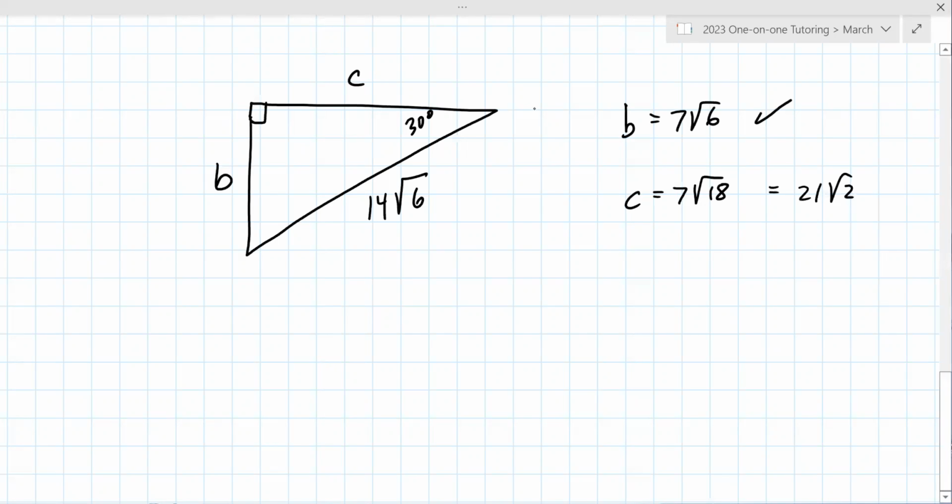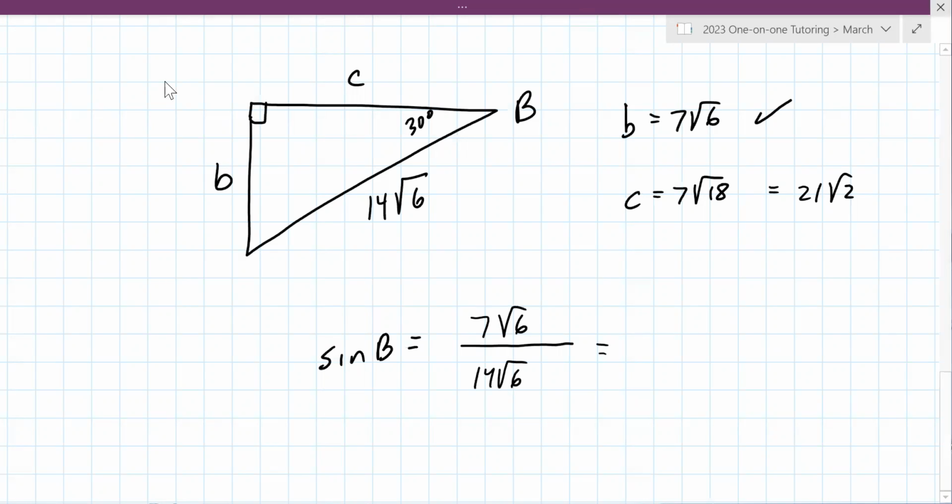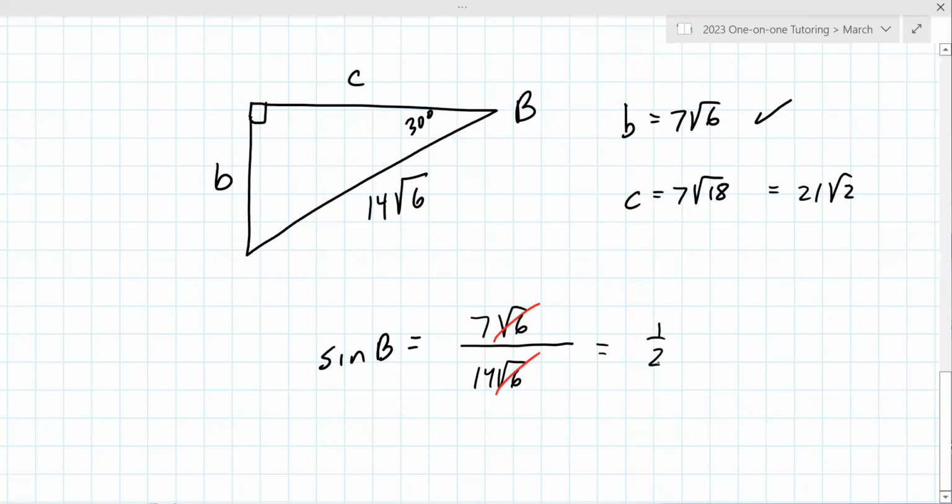Okay, so now I'm going to call this big B. I want you to find the sine of big B for me, please, and reduce. Okay. 7 square root 6 over 14 square root 6. What does that reduce to? 7 square root 6 over 14. If it's the same on the top and the bottom, it cancels. Oh, so it'll just be 0.5 then. 1/2, yeah.